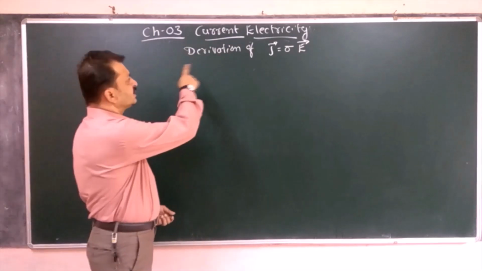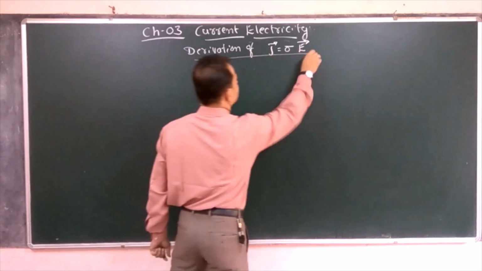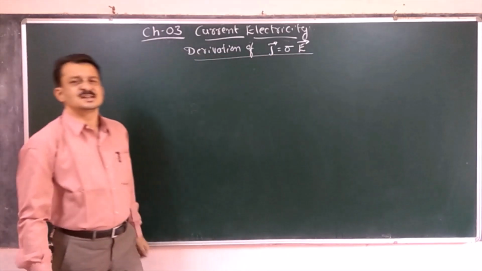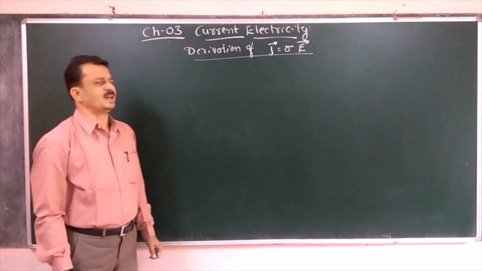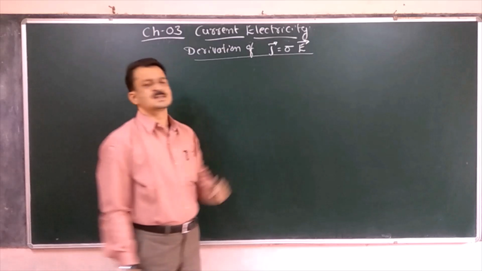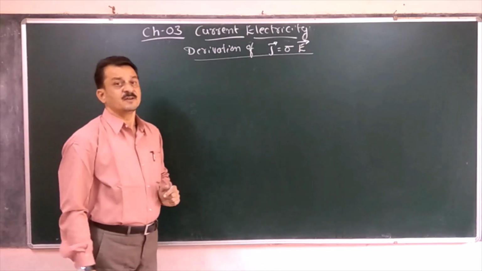Now we studied the derivation of J is equal to sigma into E, that relation. Now what is J? It is current density, that is current per unit area. Sigma is the conductivity, and E is the applied electric field.